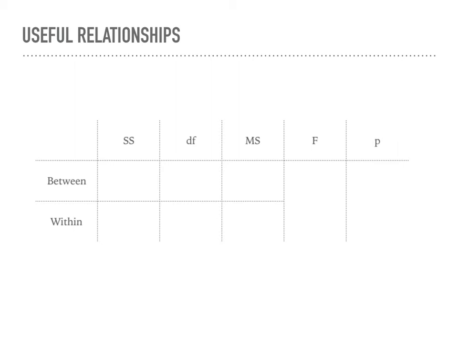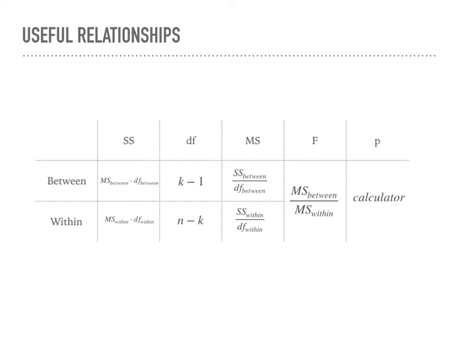So some useful relationships for if you have a partially filled in table. Sum of squares between is equal to mean of squares between times degrees of freedom between. Sum of squares within is equal to the mean of squares within times degrees of freedom within. Degrees of freedom is k minus 1 for between, and degrees of freedom for within is n minus k. Mean of squares is sum of squares divided by degrees of freedom. So for both between and within, we are using that. And then our F ratio is mean of squares between divided by mean of squares within. The p-value is always going to be found on the calculator.